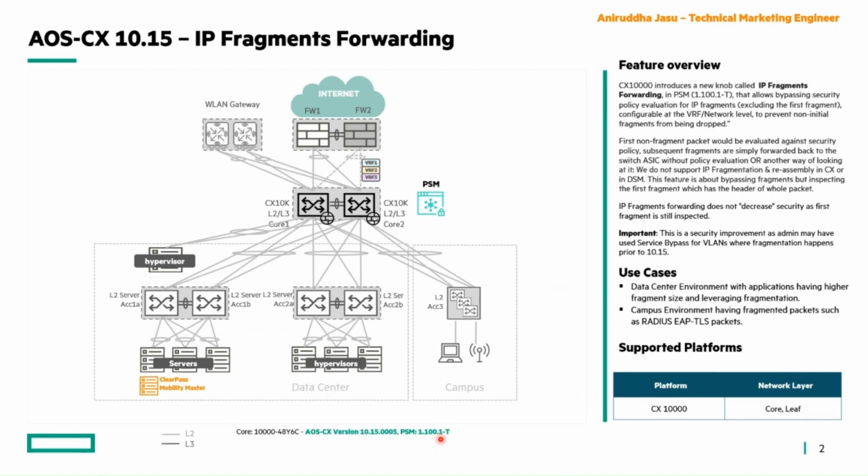So this feature introduction is very crucial, and it's very simple as well to configure. Basically, it would be on the PSM itself. There is a new knob called IP fragments forwarding that allows bypassing security policy evaluation for IP fragments, excluding the first fragment, mind it, configurable at both VRF and network level. This is to prevent non-initial fragments from being dropped. So let's say that's the definition.